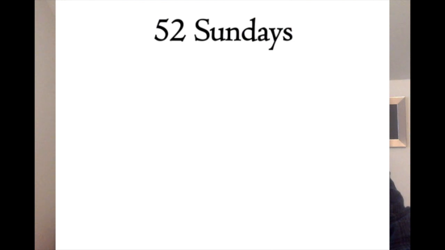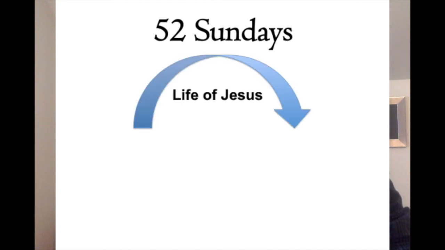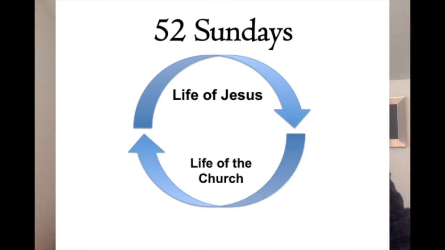Thus, the primary metric or unit of the church year is a Sunday, of which there are 52 in a year. These 52 Sundays are organized into 6 seasons of the church year. 5 of those seasons take us through the first half of the year, which walks us through the life of Jesus. The 6th season brings us through the rest of the half of the year and focuses more or less on the life of the church, the people of Jesus.